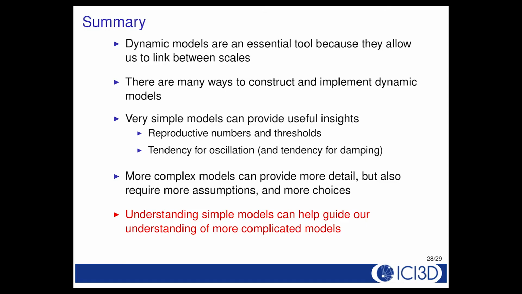More complex models can provide more detail, but they require more assumptions and more choices. We start with simple models and we build, right? We want our model to be as simple as possible, but not simpler, so we understand the simple model. We may understand what's wrong with it and why we need a more complicated model.